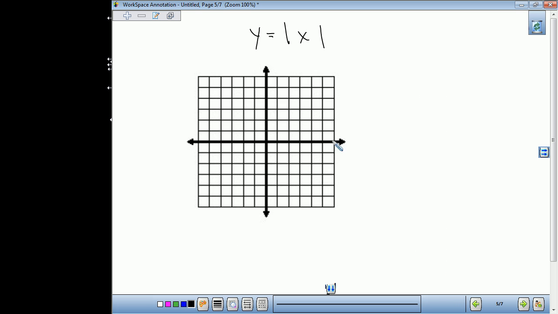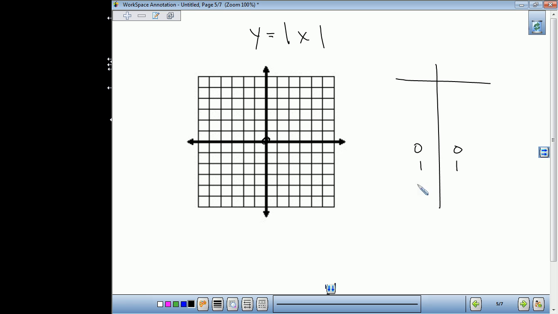Okay. So if I thought about moves for the parent graph, it hasn't been shifted any, so where do you think it's going to start? 0, 0. Now, if we made a table of values, and we started with 0, if we plugged in 0, is the absolute value of 0, 0? Yes. Because the absolute value means distance from 0 on the number line. How far away from 0 is 0? 0. Okay?